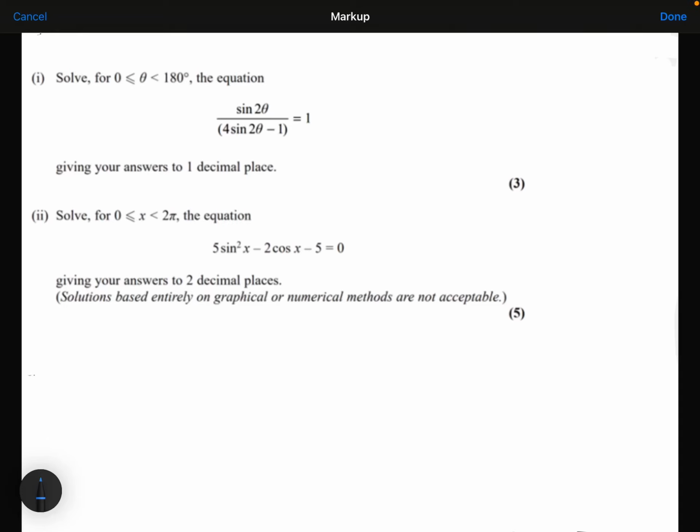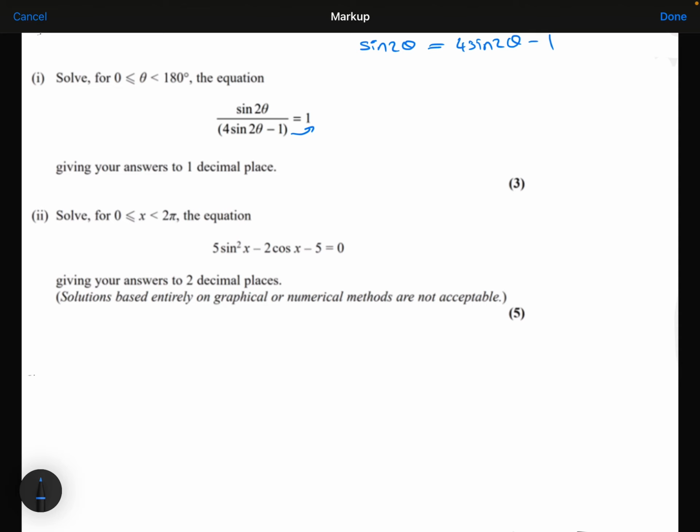Part I. Solve between 0 and 180 degrees the equation sine 2 theta divided by 4 sine 2 theta minus 1 is equal to 1, giving answers to 1 decimal place. So first thing I'm going to do is multiply both sides by the 4 sine 2 theta minus 1. So that's going to give me, I'll still have the sine 2 theta on the left hand side, and on the right hand side I've got the 1 times 4 sine 2 theta minus 1.